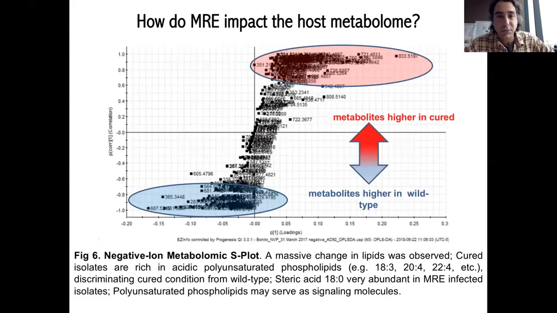How about the fungal metabolome? So this is using metabolomics. This is an S plot that is looking at how you can discriminate cured from wild type isolates. So the cured here is in red, and these are the metabolites that can discriminate the two isolates. And when there's no bacterium, you largely get a lot more acidic polyunsaturated phospholipids. When the bacterium's there, there's a drastic change in the metabolism. So it's not just a few metabolites being broken down. There's a huge shift in the fungal metabolism, with stearic acid being particularly abundant in MRE infected isolates, as well as polyunsaturated phospholipids. Most of these metabolites are not well characterized.